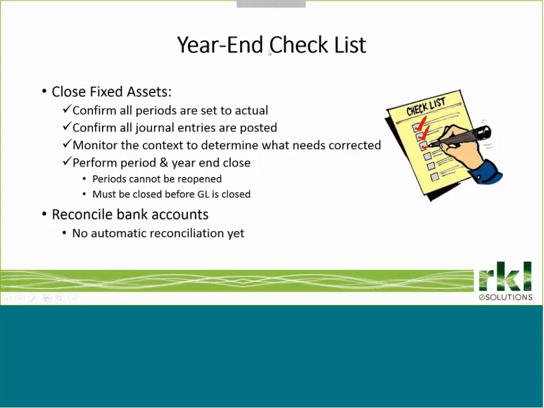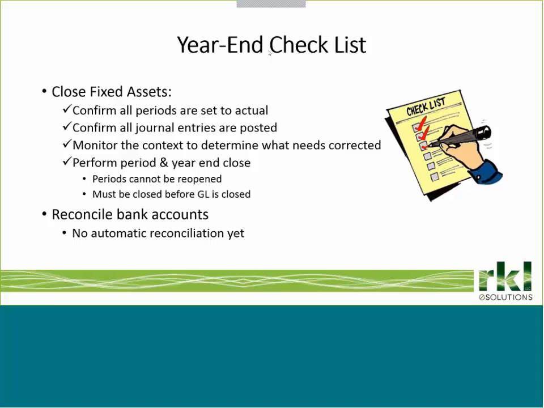For those of you that have fixed assets, you want to make sure that all the fixed assets periods are set to actual in the depreciation context screen, because by default they're set to simulated, which means you just get the simulated entries, which would have to be changed to actual anyway. So you want to make sure all the periods are set to actual, and then confirm all the journal entries are posted for the year. Because you can generate the depreciation, but you also need to run the posting process to the GL. So just confirm all the entries are posted.